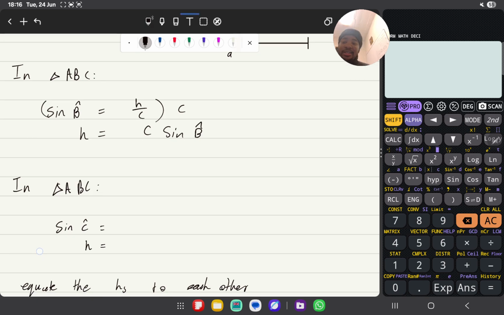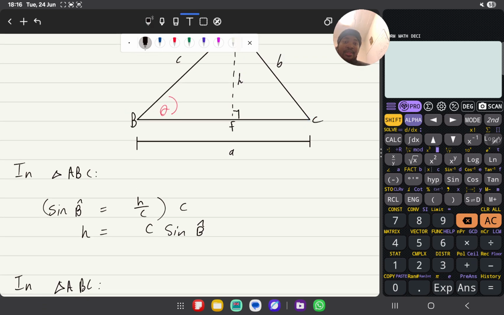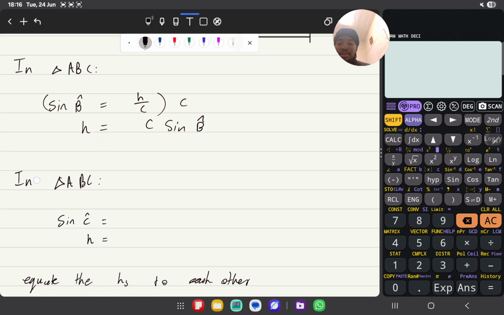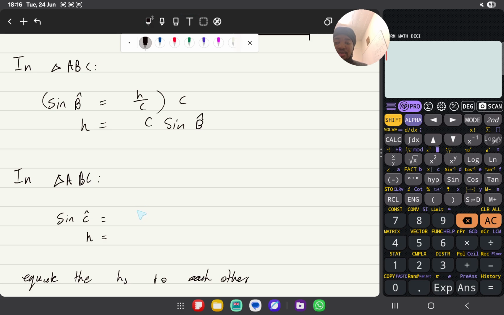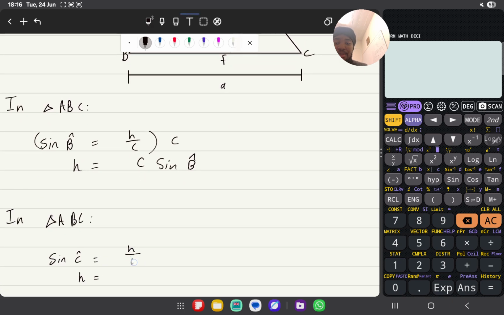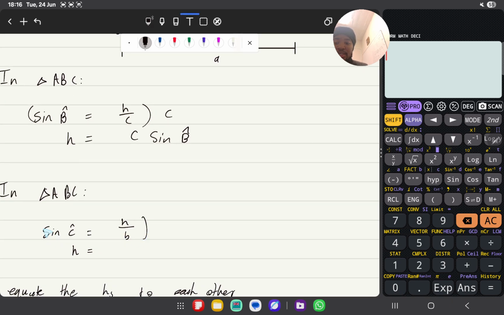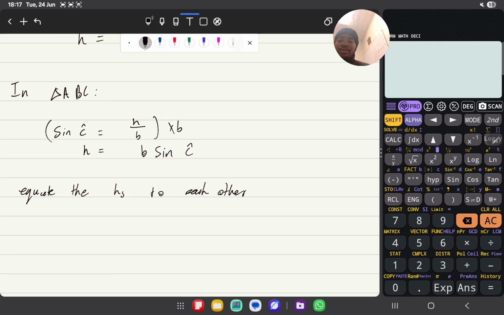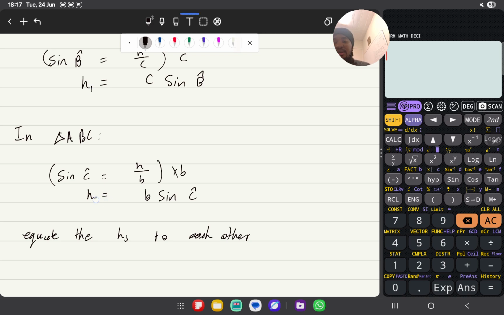We focus on another angle, C, this angle right here, and then sine C is opposite over hypotenuse. So this is going to be the opposite, which is H, over the hypotenuse, which is B. To get H as the subject of the formula, you just multiply by B all over. B cancels on that side, so you have B sine C.